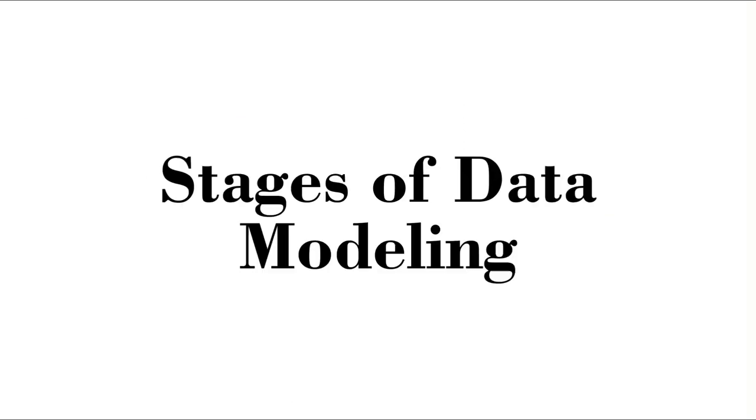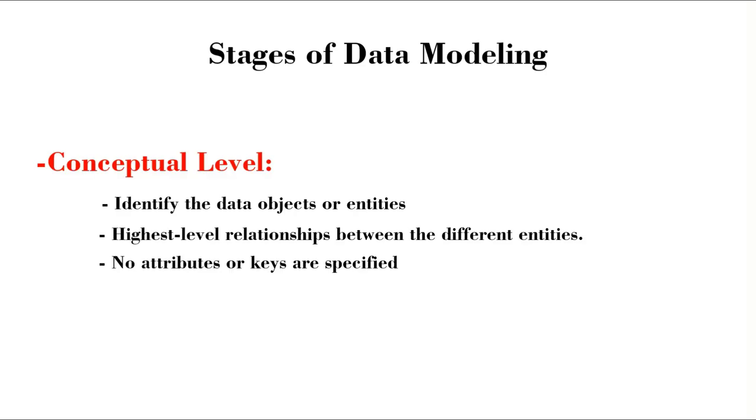So what are the stages of data modeling? The first stage is the conceptual level, where we identify our database objects and the highest level of relationships between the different entities. We do not assign attributes or keys at this stage.